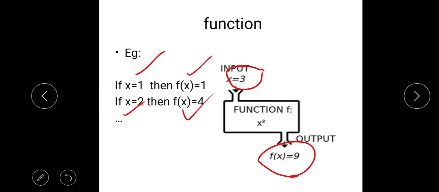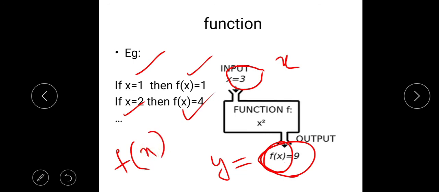Usually the inputs we denote by x and the corresponding outputs by the variable y, and that is the same as f of x. You can denote the output as f of x. See that we can read this as f of x.